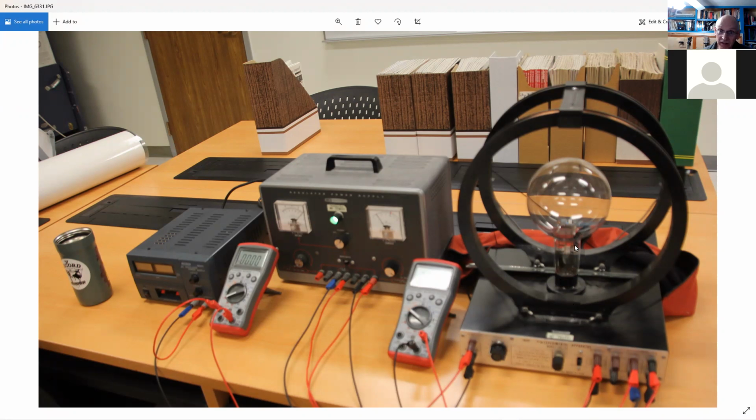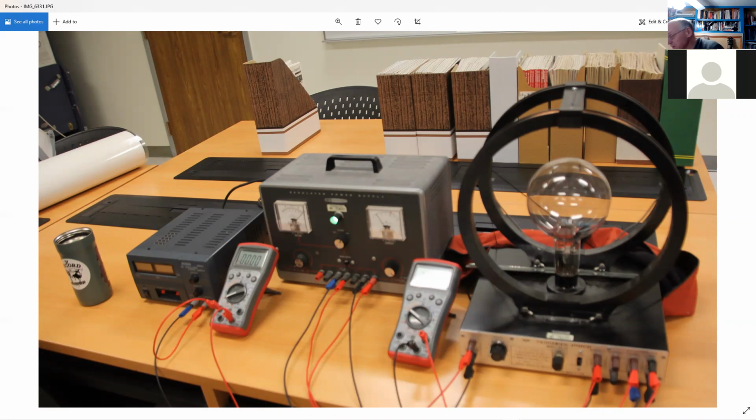But at any rate, the acceleration of the electrons was perpendicular to the direction of the magnetic field and perpendicular to the velocity of the electrons as well. And so that's something that we'll just have to learn to deal with here.